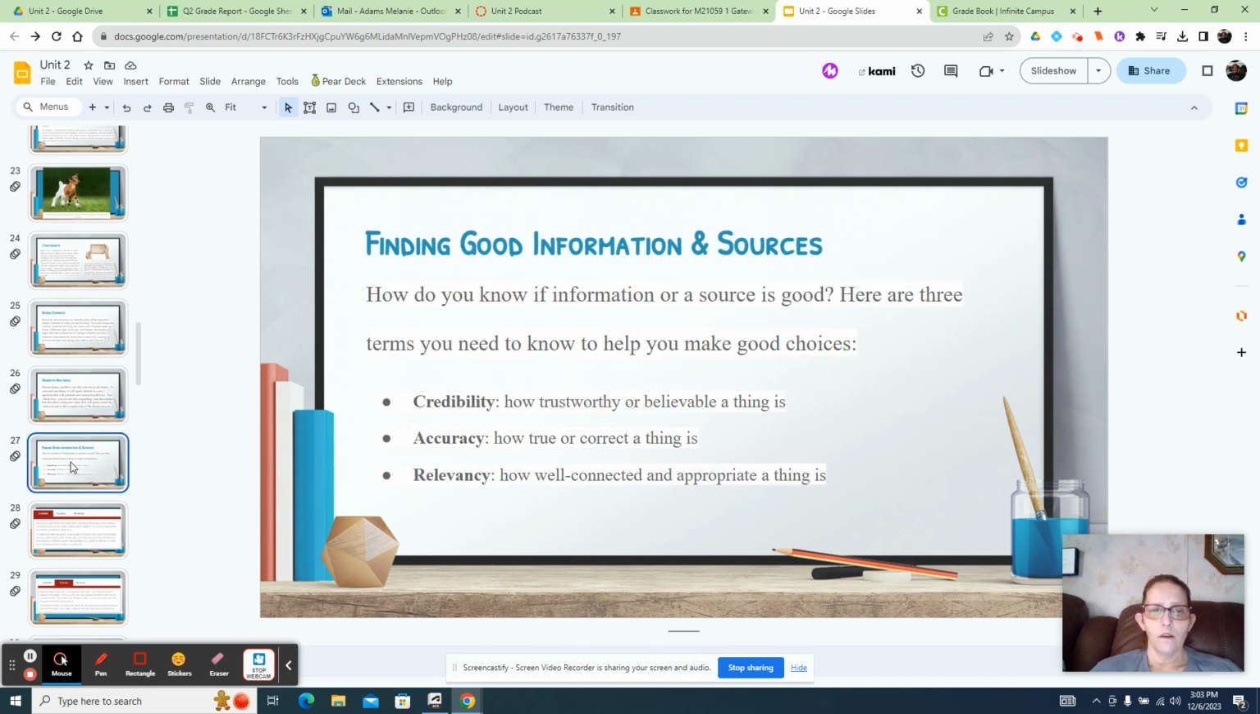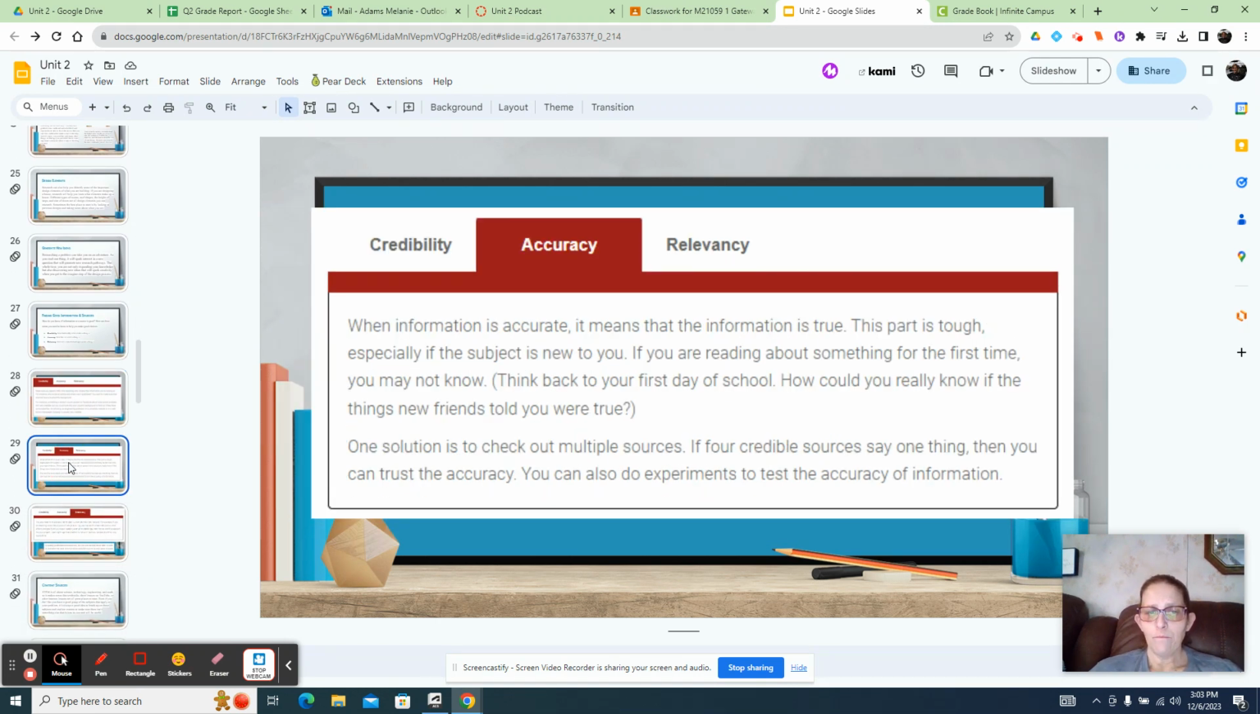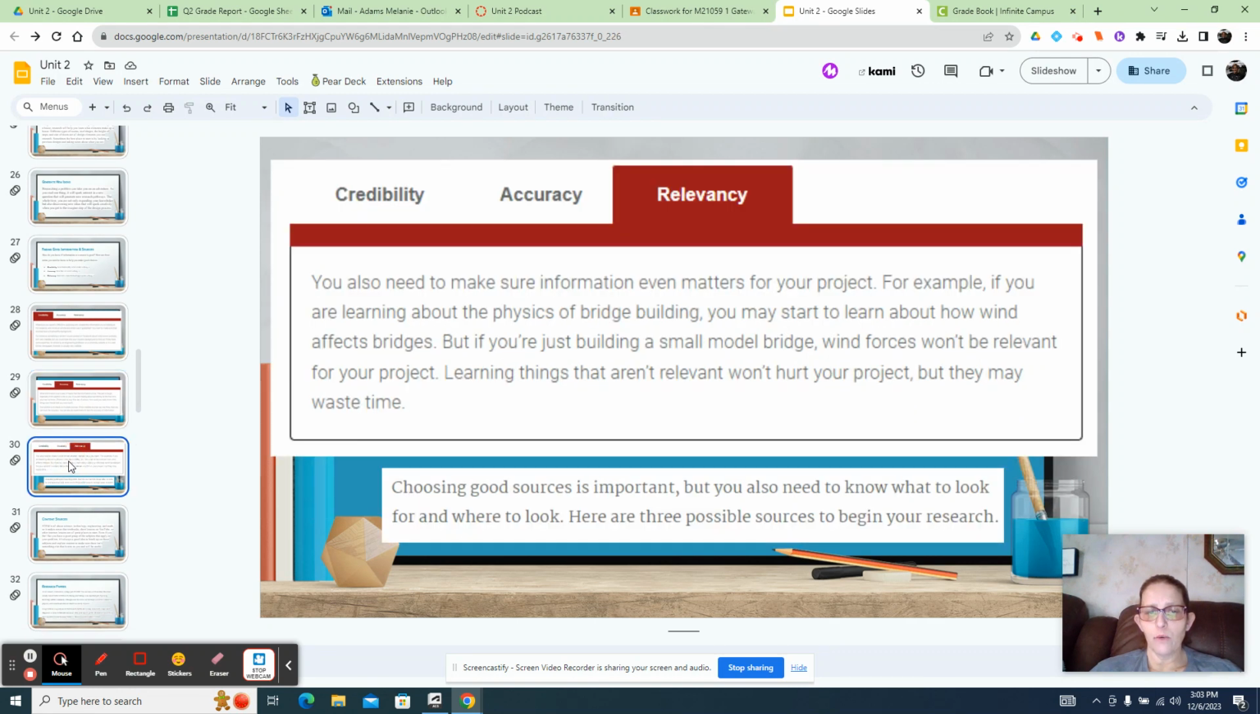Finding good information and sources talks about credibility, accuracy, and relevancy. Think about how trustworthy or believable something is, how true or correct something is, how well connected or appropriate it is. So here's more information on these. I think these are quiz questions, so make sure you keep these in mind or refer back to them when you take the quiz.